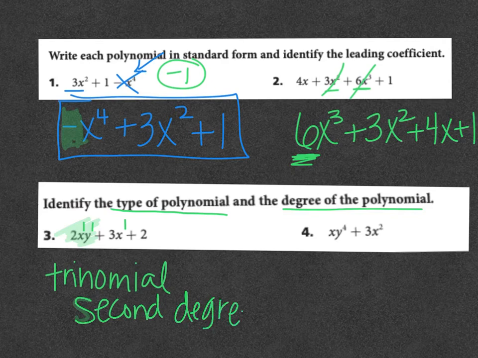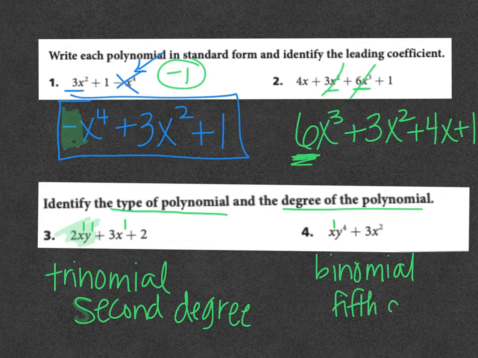Okay, let's look at number 4. If you look at this one, it's a binomial because it's got two terms. And then if I'm figuring out the degrees, this one's to the 5th degree, this one's just to the 2nd, so it would be a 5th degree polynomial. And again, I got that from this one here. That was the higher one.